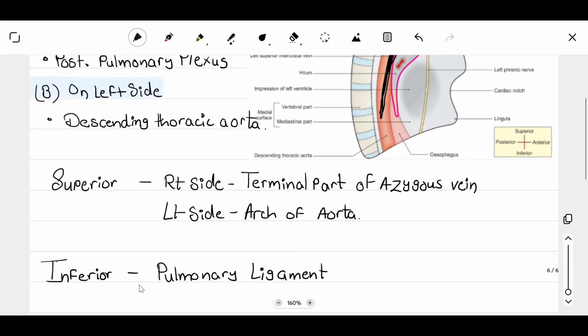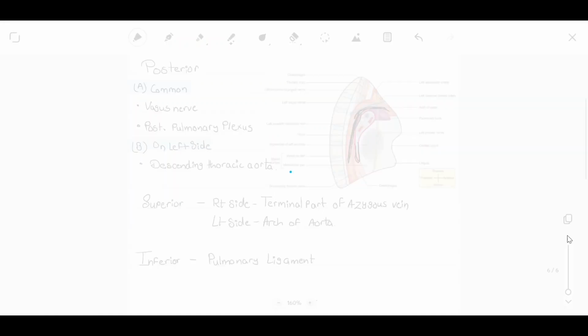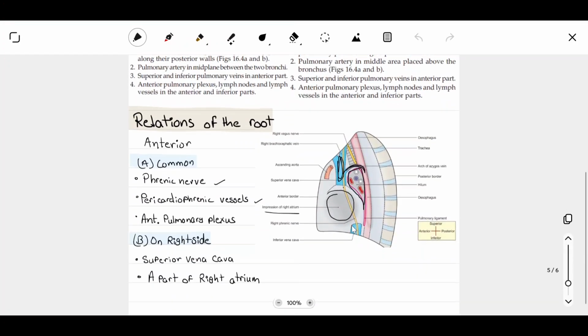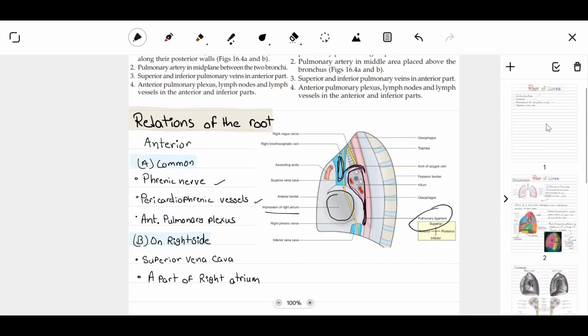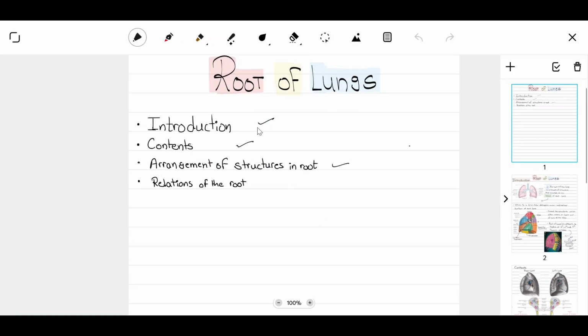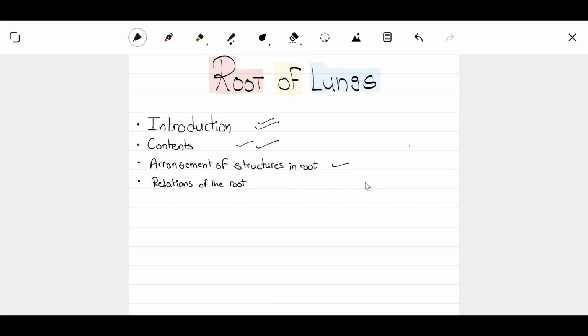Next, I have the inferior relation, which is present on both sides, that is the pulmonary ligament. This is the pulmonary ligament, which I am highlighting with my pen, which is present on both lungs. So done with all four topics: introduction, contents, arrangement of structures in the root, and relations of the root.